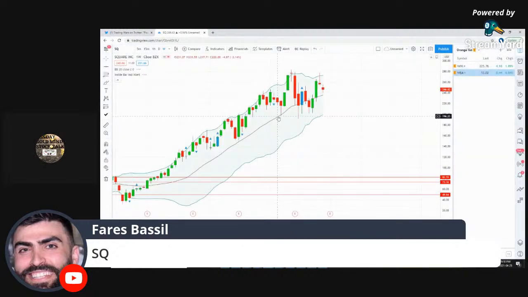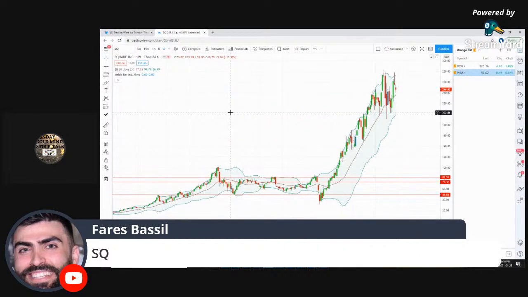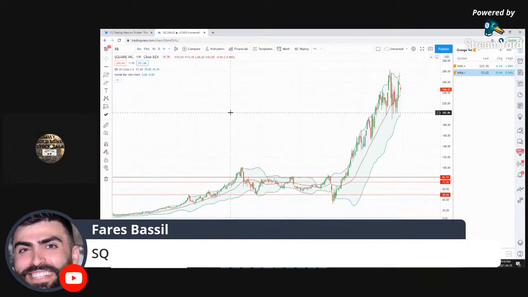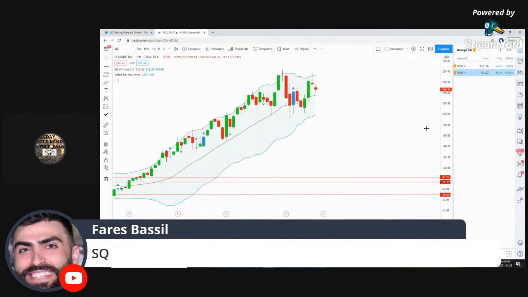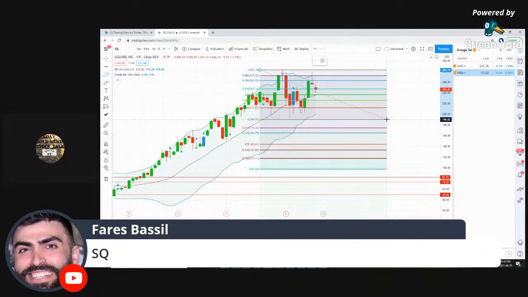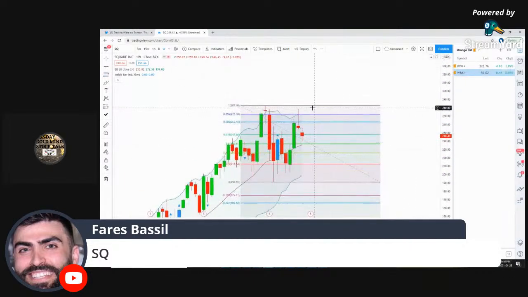Okay, so looking at Square right now, I can see a few things right off the bat. I can see a bullish Fibonacci and a bearish Fibonacci. So let's draw the bearish one first, okay? Let's go from high to low here. So we can see that this is a .886 rejection as well as almost a double top.